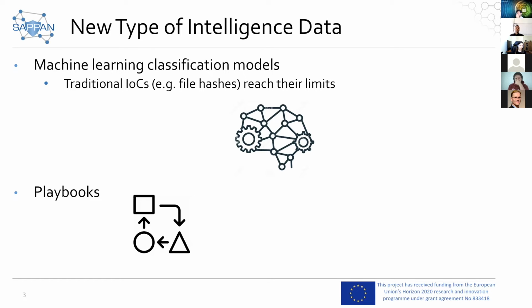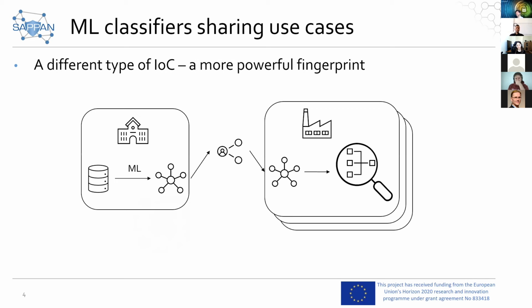And we can continue to other types of problems, not only files, but we can classify behavior. We can classify what we have seen. We can classify a list of domain names. So we think that the machine learning classification models will become, or can become at least, new indicators of compromise. How can it work?